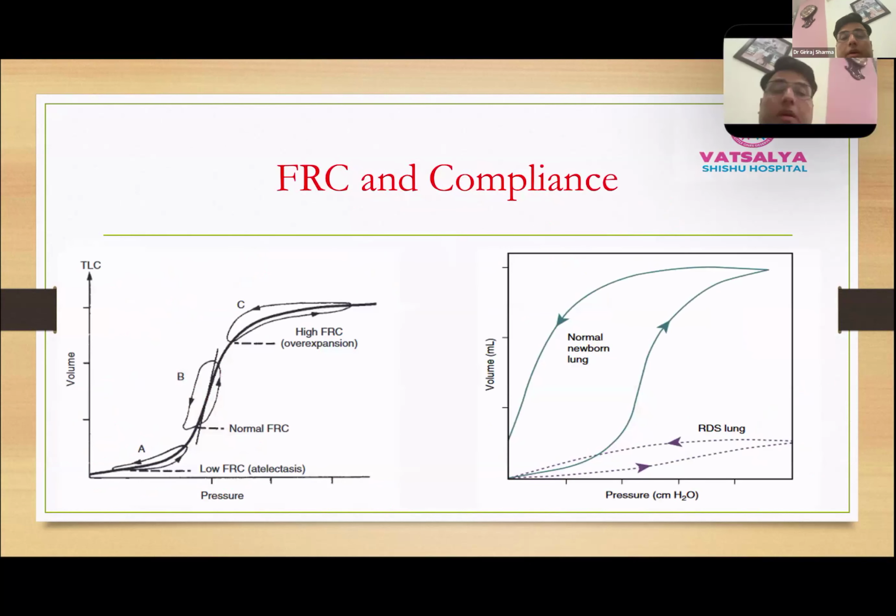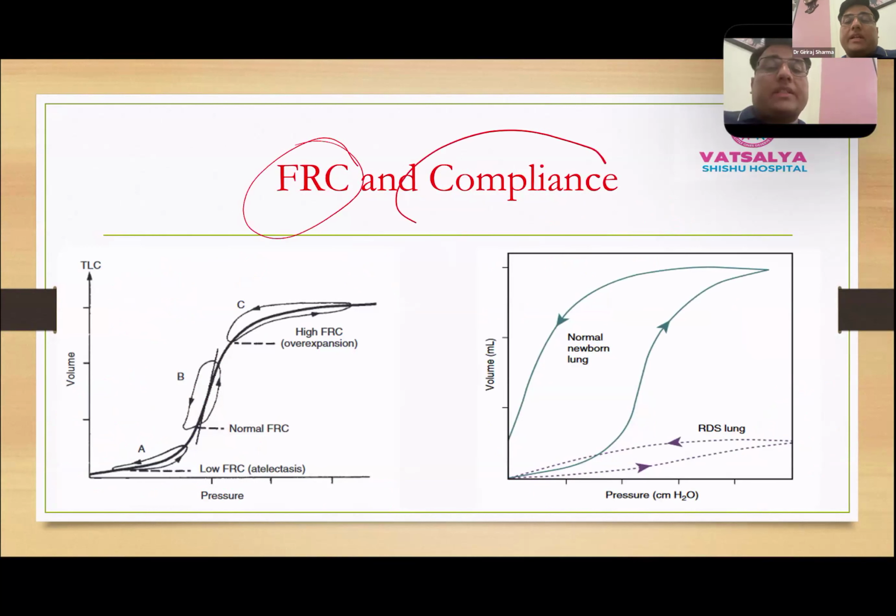Here we can see FRC and compliance. By the PV loop, we can see that initially when lungs are collapsed, alveoli are collapsed, FRC is very low. When lungs are expanding, here we can see that FRC is optimal up to this point. When FRC is optimal, then compliance also will be maximum. So per unit change in pressure, the change in volume will be maximum here. So FRC is optimal here and compliance also will be maximum.